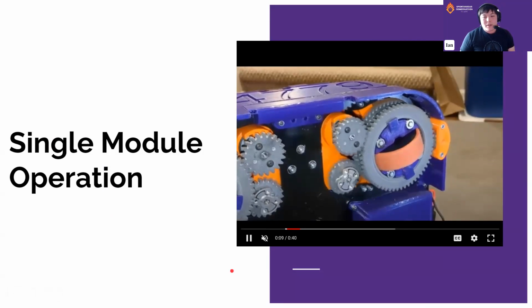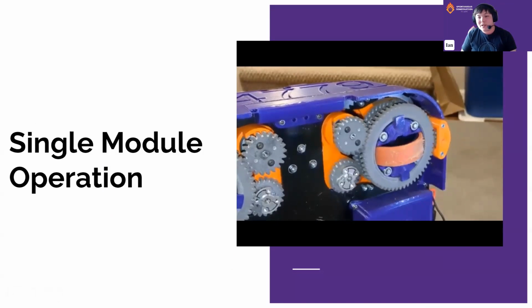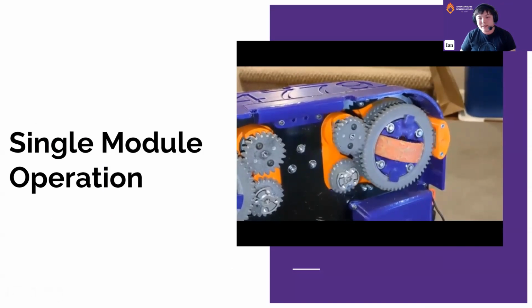As you can see here, when the motors move in opposite directions, it rotates the wheel in the middle, but when they move in the same direction, it rotates the wheel side to side.